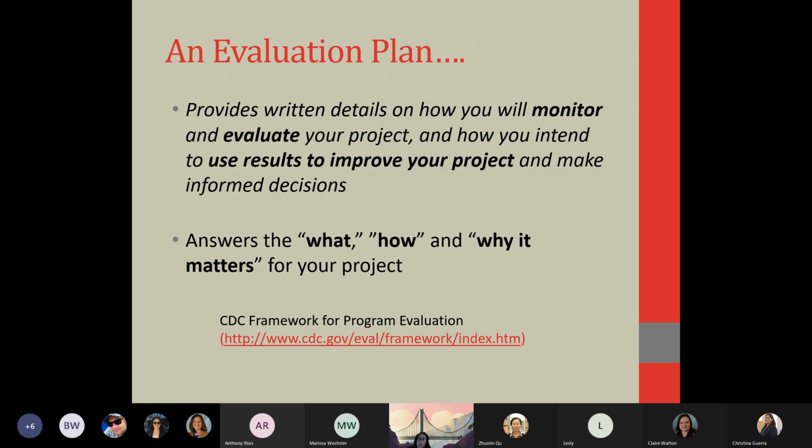Okay, so an evaluation plan, according to the CDC, provides written details on how you will monitor and evaluate your project, and how you intend to use those results to improve your project and make informed decisions. So it answers the what, the how, and why it matters for your project.